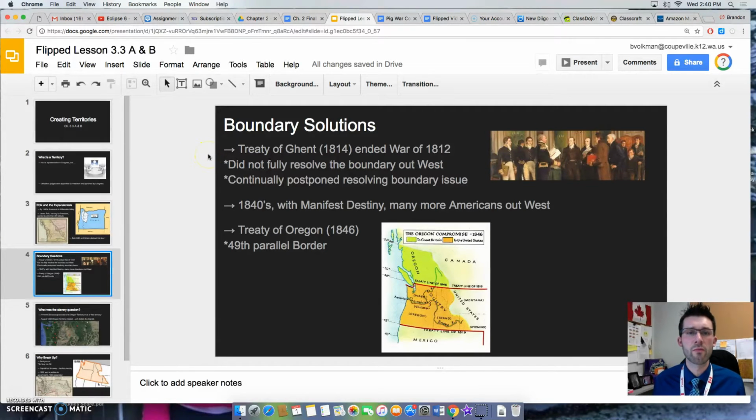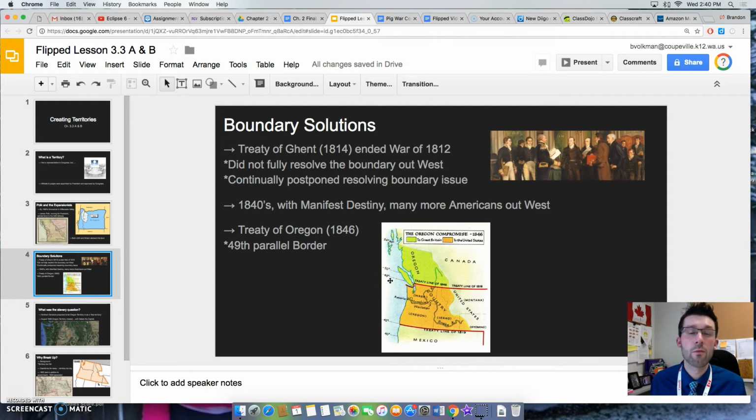Now, this treaty resolved a lot of boundary issues in the eastern part of our country, but it didn't really resolve anything out west. However, they did agree to jointly occupy the Pacific Northwest. The United States of America wanted to have the boundary from the 49th parallel all the way to the Pacific Ocean. So here's my map. Here's the 49th parallel. They wanted to go like that.